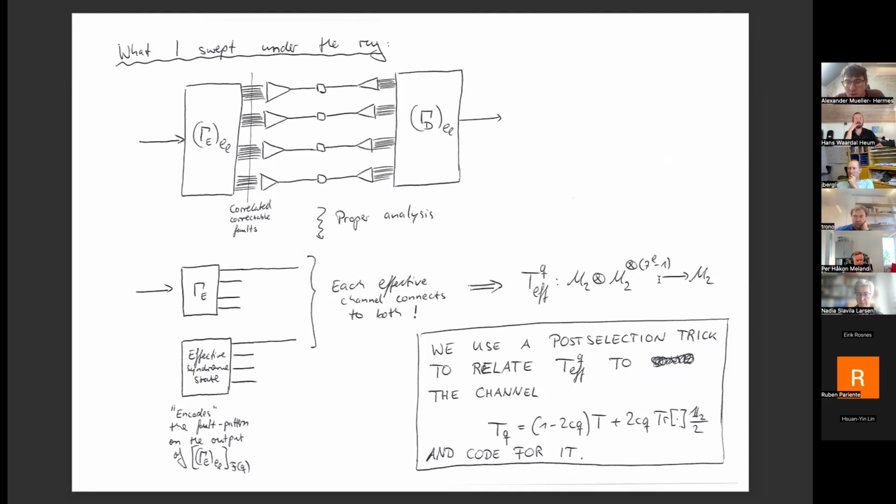To deal with this situation, because arbitrarily varying channels are quite scary in quantum channel theory, you can use a certain post-selection trick to relate this arbitrarily varying channel to a channel of the form that I had shown before. This is actually a normal quantum channel, where now you have a convex combination of your ideal channel T and the depolarizing channel. If you code for this channel, then your coding scheme will work. This is what you can show. Okay, so this is one more technical slide.